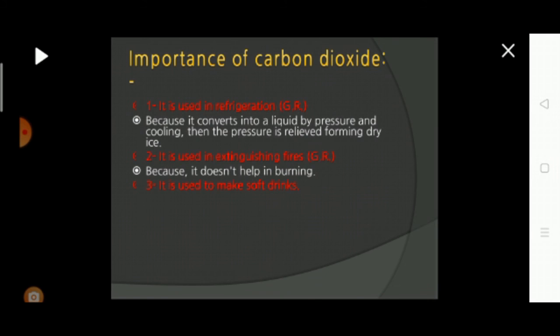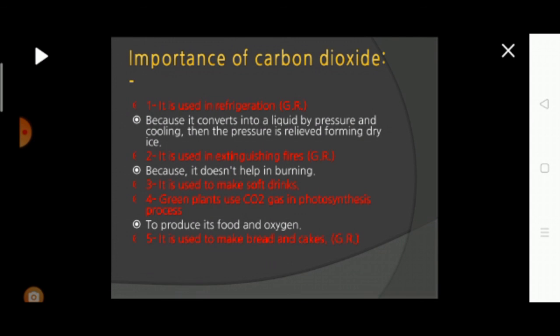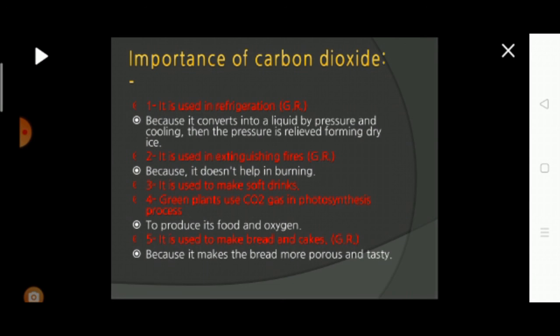Third one, it's used to make soft drinks. Fourth one, green plants use carbon dioxide in the photosynthesis process. Final one, to produce its food and oxygen. Another importance of carbon dioxide, it's used to make bread and cake because it makes the bread more tasty and delicious.